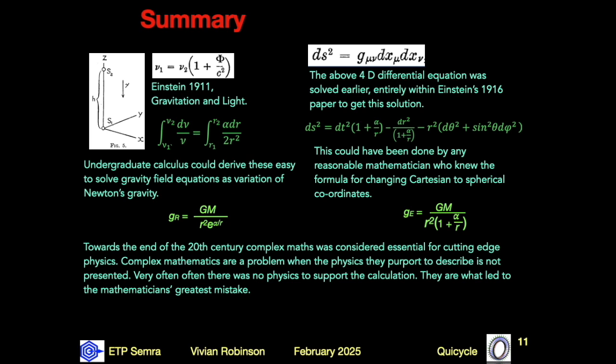Complex maths are a problem when the physics they purport to describe is not presented. Very often, there was no physics to support their calculations. They are what led to the mathematician's greatest mistake.